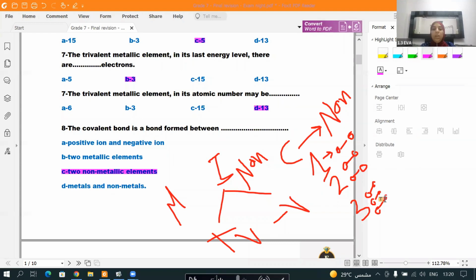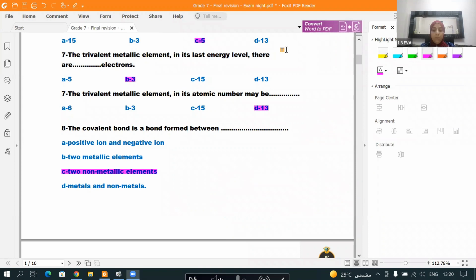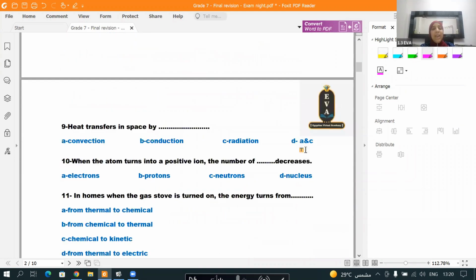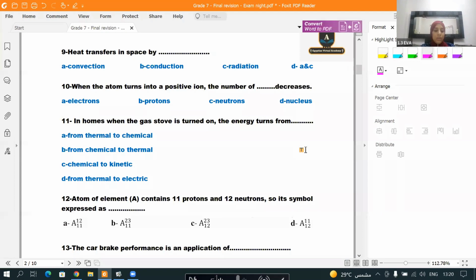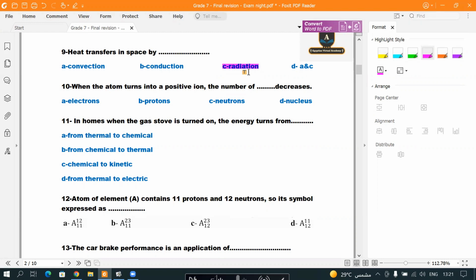Okay, let's go to another one. Yeah, number 9, if you can answer. Okay, teacher. Heat transfers in space by radiation. Yes, radiation only. Okay, convection, conduction, and radiation are ways of heat transfer, but this depends on the medium that they are going to transfer. Radiation can happen through space or through a medium, conduction through solids, convection through gases and liquids.